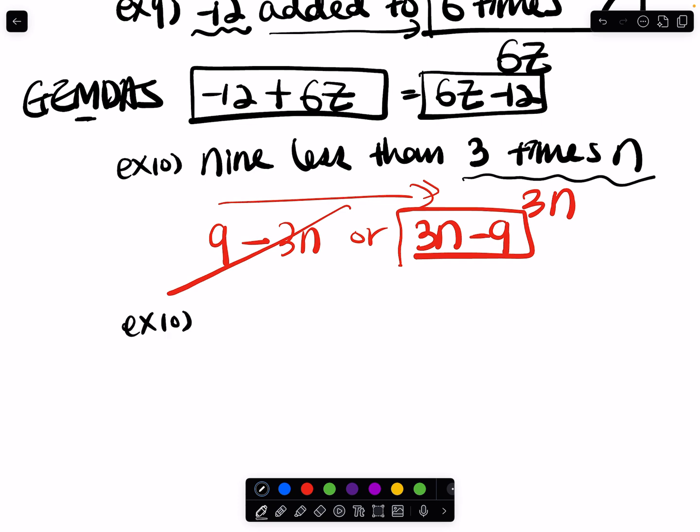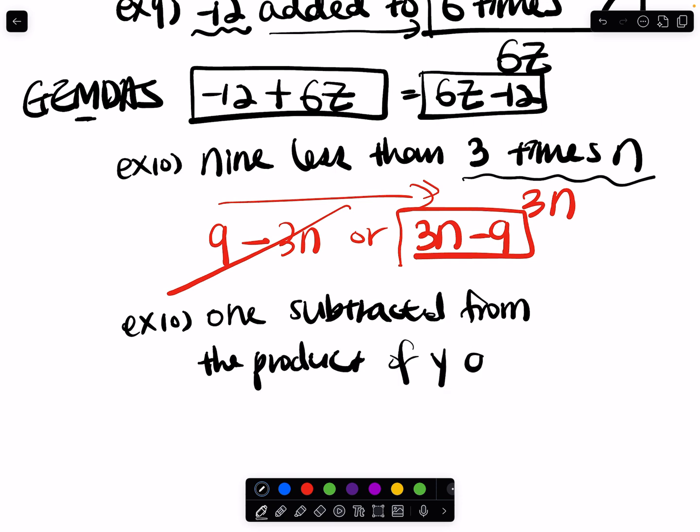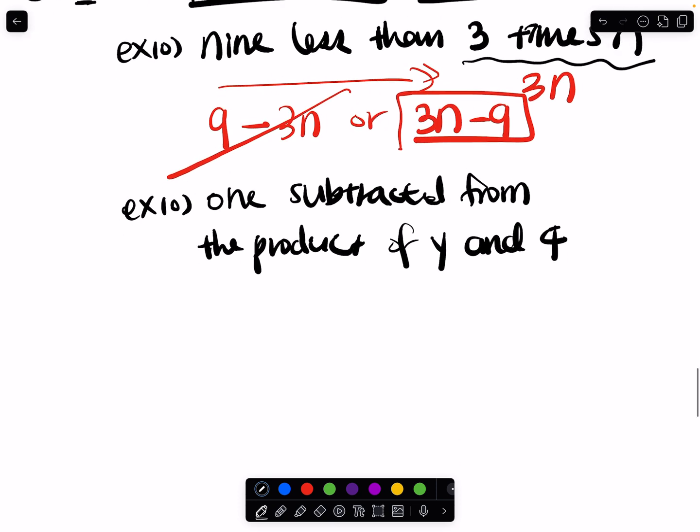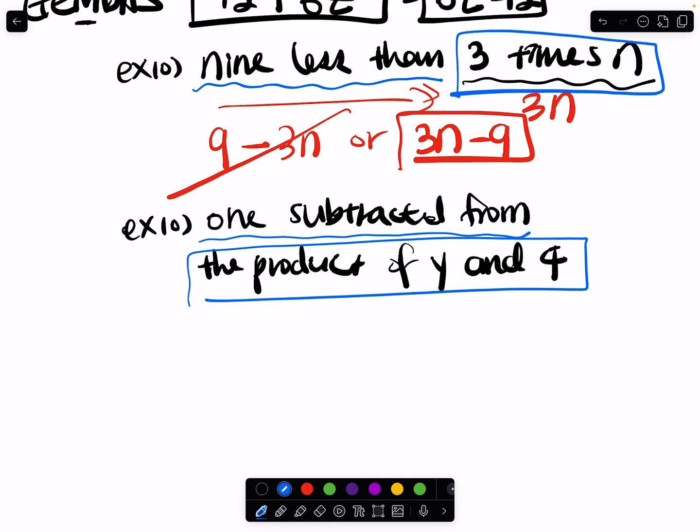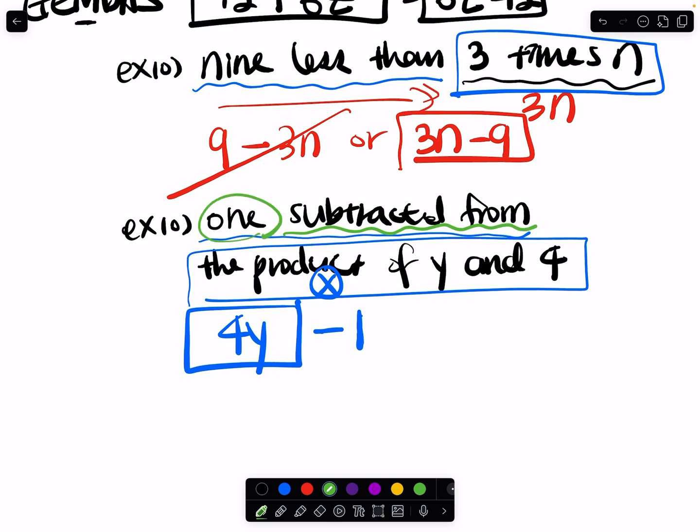Yes. Number 10 says 1 subtracted from the product of y and 4. 1 subtracted from, if you look closely, is like 9 less than something, right? 1 subtracted from the entire expression after that. You're subtracting 1 from something. What's that something? Product, which means multiplication, of y and 4. It's not y4, guys. It's 4y. One more time. 1 subtracted from. You're subtracting 1 from some expression. What expression? Product of y and 4, which is 4y. You're subtracting 1 from 4y: 4y minus 1.